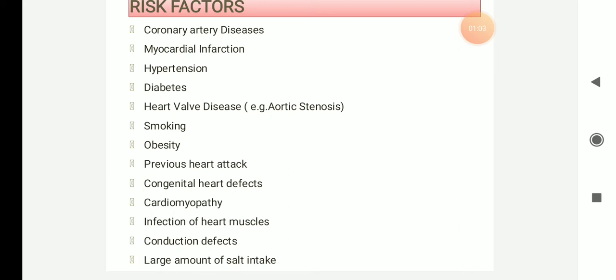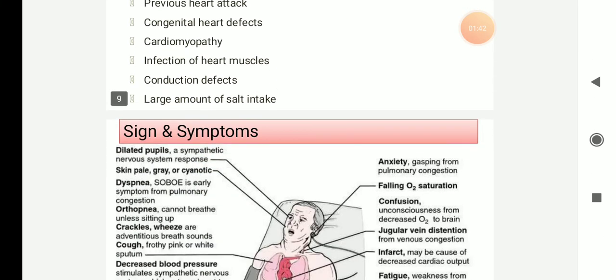Okay, now today we will see the risk factors, or which risk factors are responsible for heart failure. There are various risk factors responsible for heart failure. In that: coronary artery disease, myocardial infarction, hypertension, diabetes, heart valve disease, smoking, obesity, previous heart attack, congenital heart defect, cardiomyopathy, infection of heart muscle, conduction defect, large amount of salt intake. These all are the risk factors responsible for heart disease or congestive heart disease.